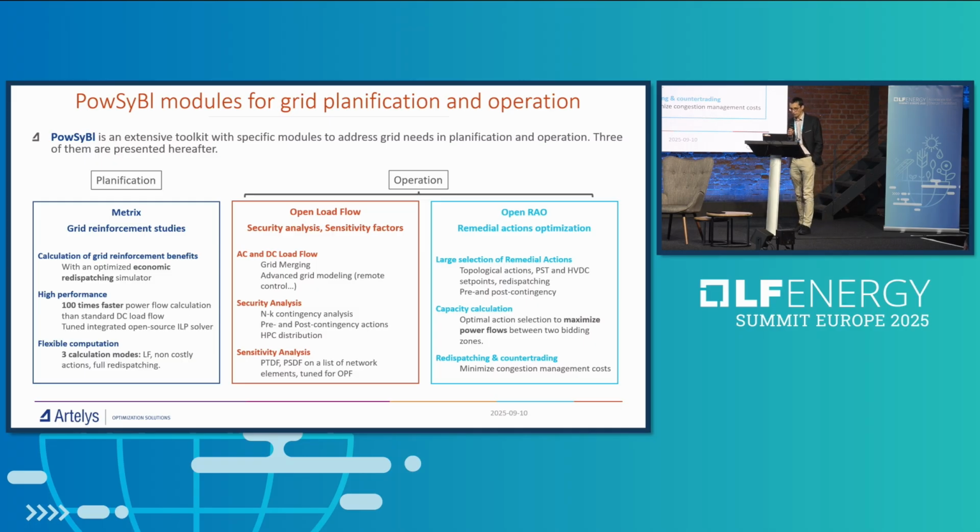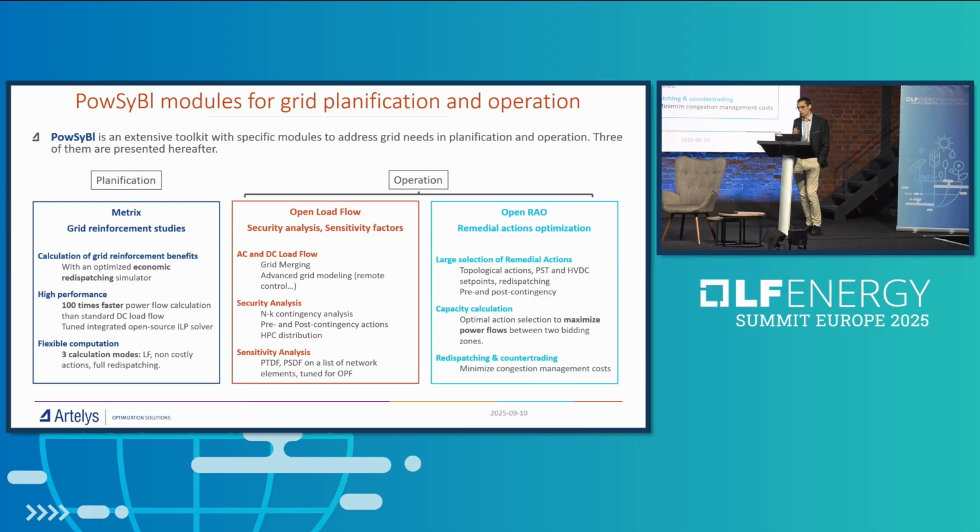You can model a lot of remedial actions: topological actions, phase shifter transformer taps, set points, HVDC set points, redispatching, pre and post contingency. It was tuned for capacity calculation, which is the computation in which you try to optimize the configuration of the grid to maximize the possible power flows between two bidding zones. So it's in a European context. Or you can use it for redispatching and counter-trading, which is the second use case that is more recent, where you try to minimize congestion management costs.